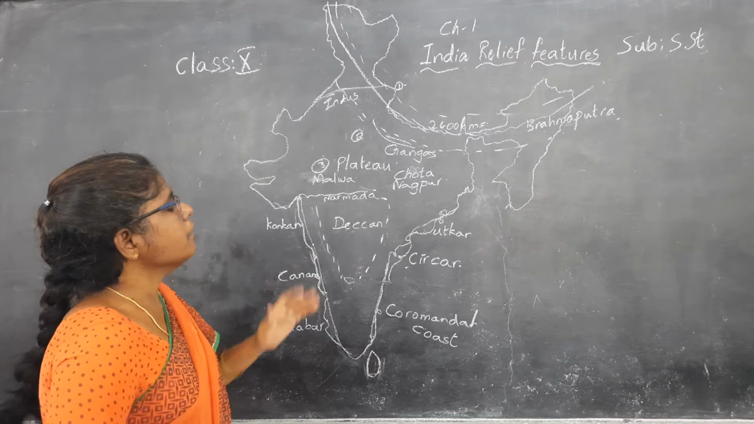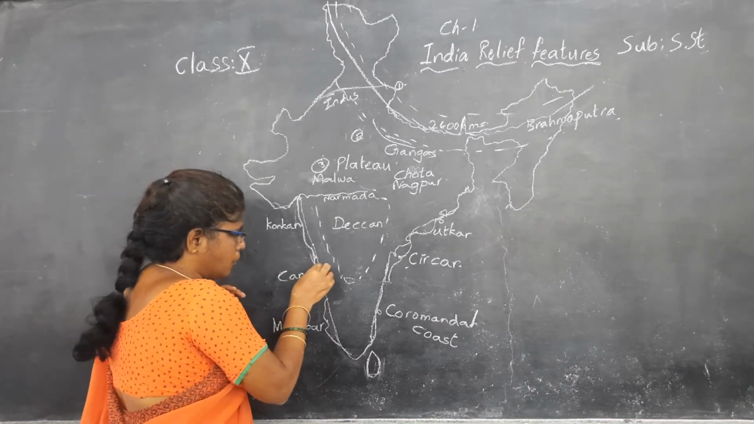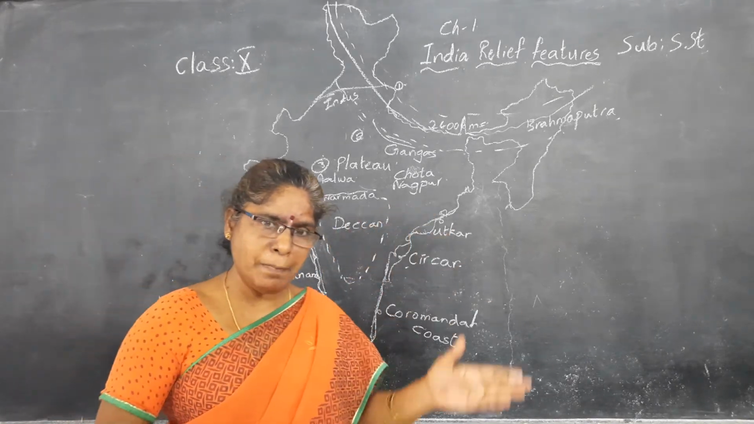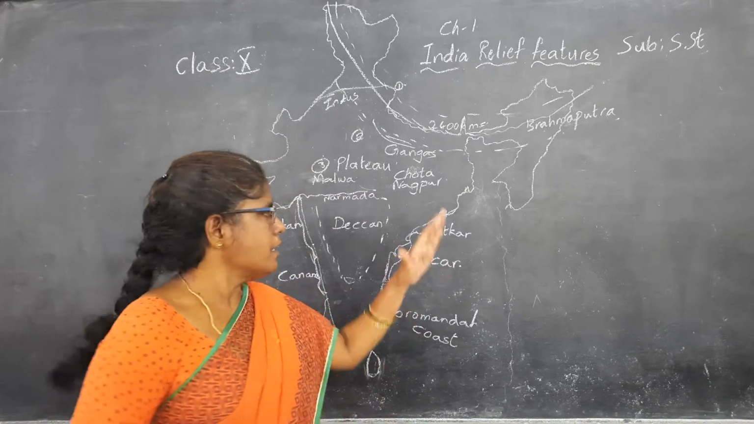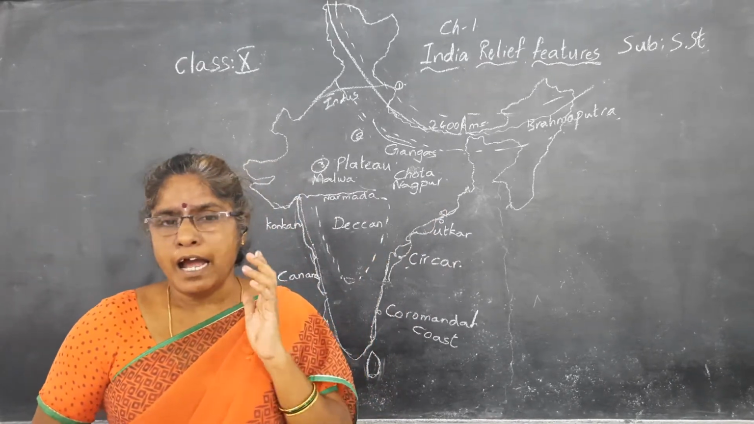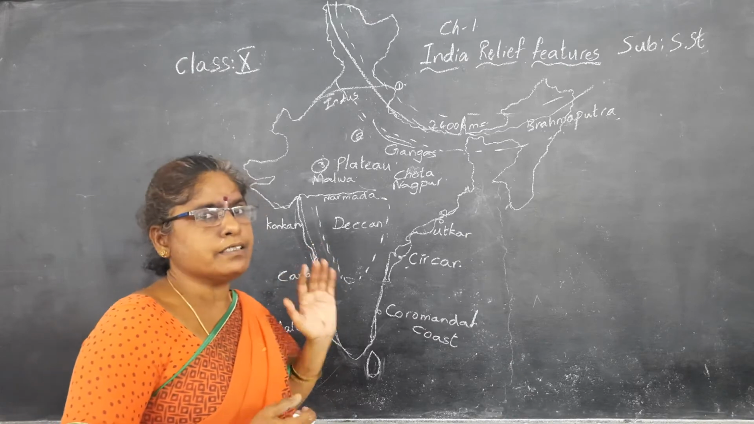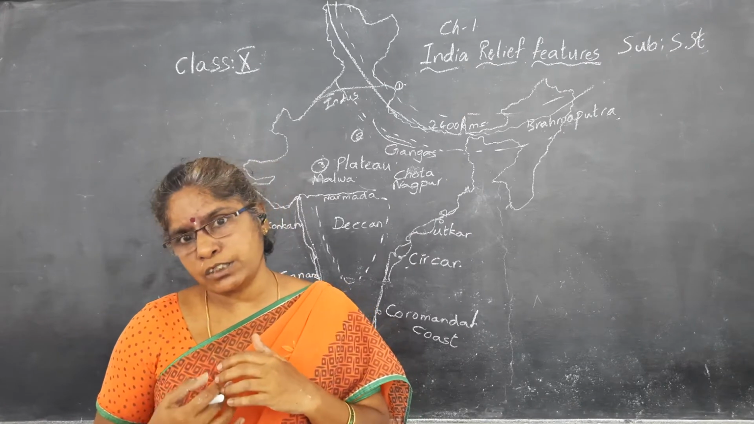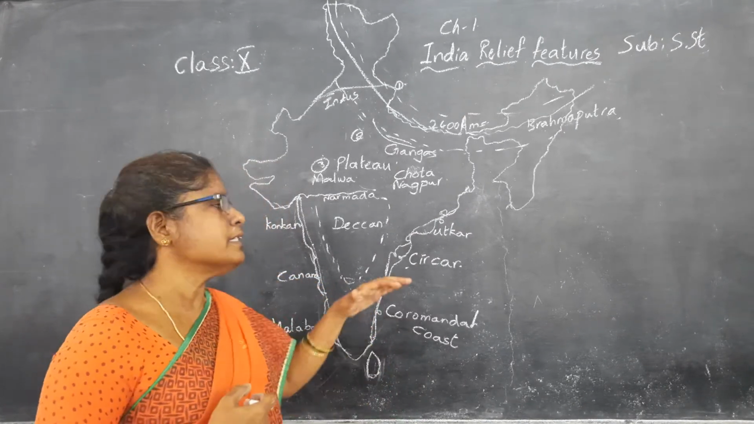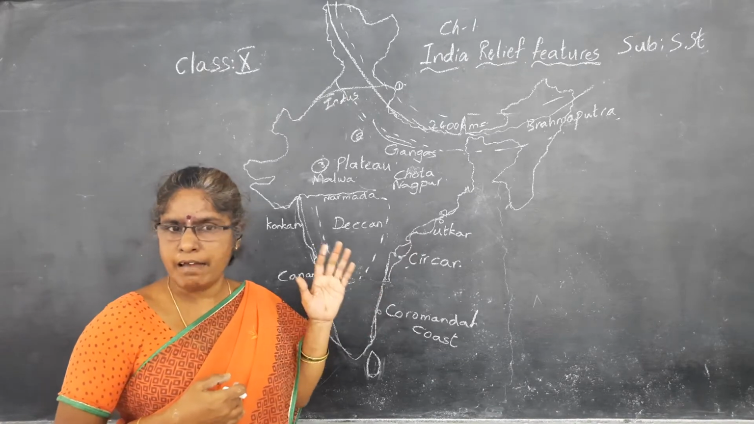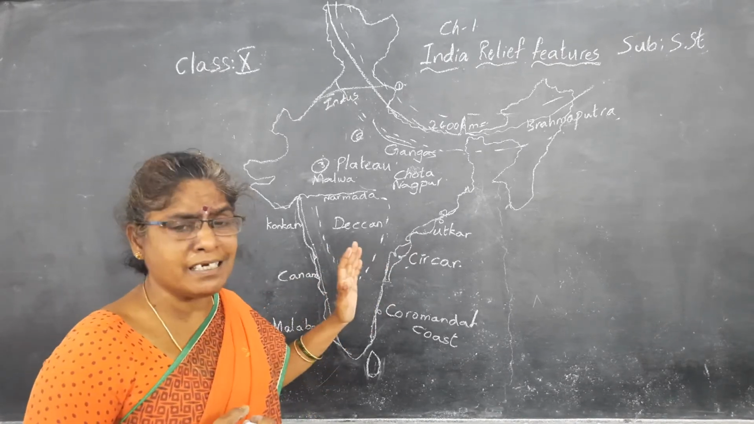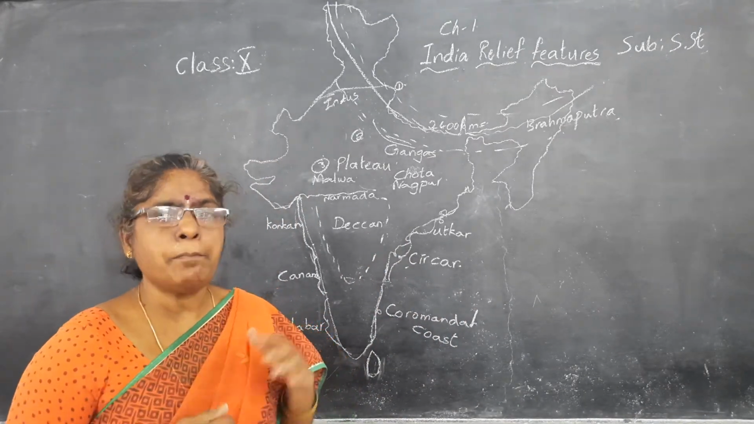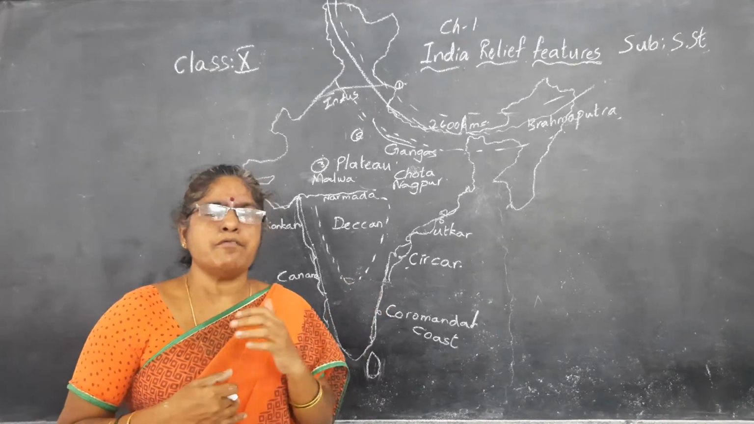Coromandel coast. When compared with the western coast, the western coastal plains are narrow, and the eastern coastal plains are fertile and wider, because the Godavari, Krishna, and Kaveri deltas made these coastal areas fertile lands. These are also perennial, but they are rain-fed rivers. These coastal peninsular rivers are rain-fed rivers.